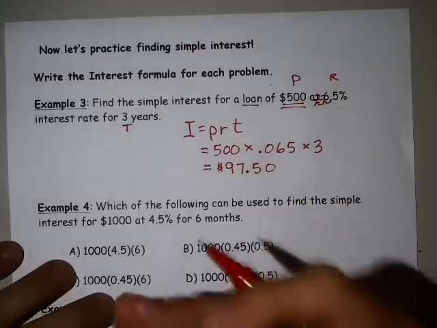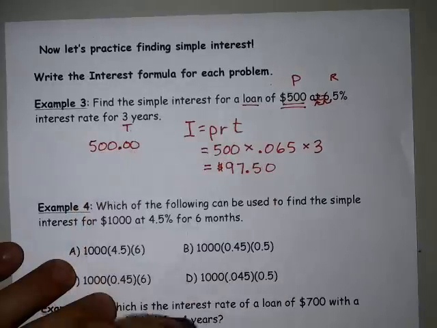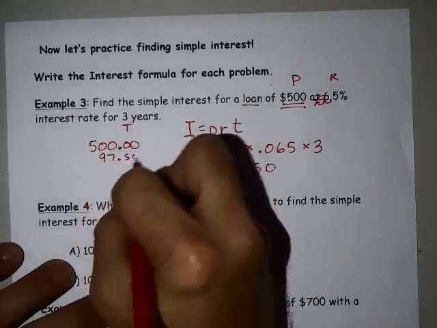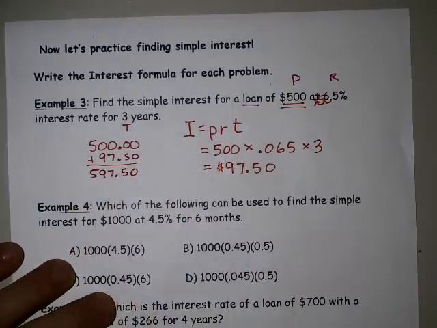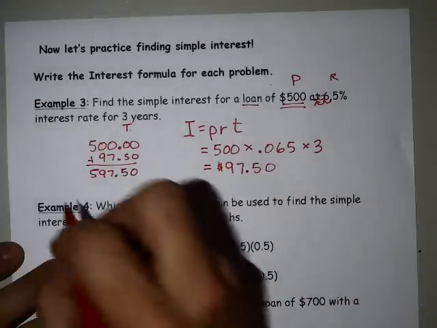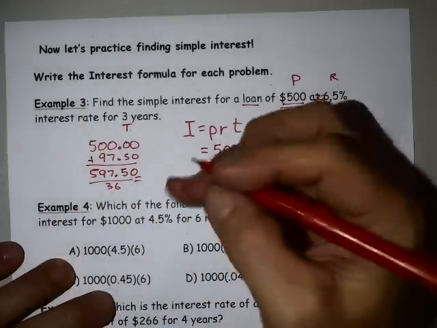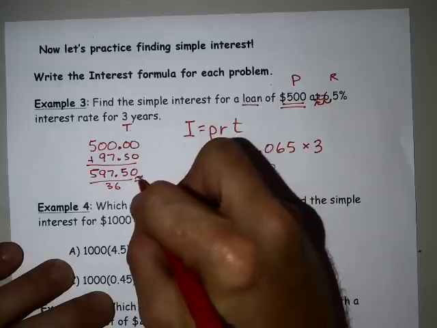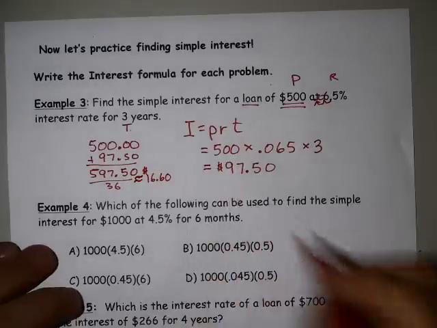So if you were asked to find the total amount you'd have to pay back, you'd have to add the $500 for the loan plus the $97.50, and that way you would know, oh, okay, I'm paying back $597.50. And you're actually doing that on a monthly basis. So 3 years is 36 months. So if you wanted to actually figure out, you could divide this by 36. And this is just, again, another way they could ask the question. You'd be paying about $16.60 a month for that loan that you took out.